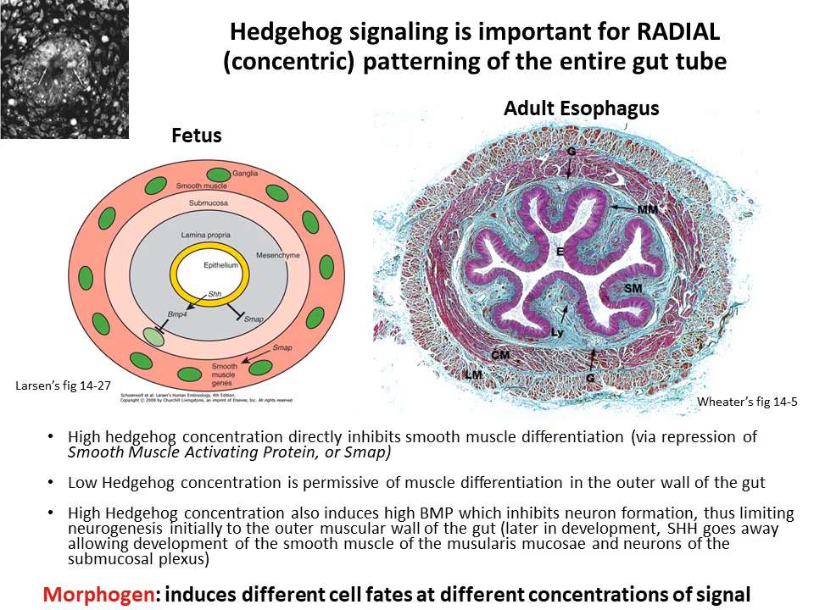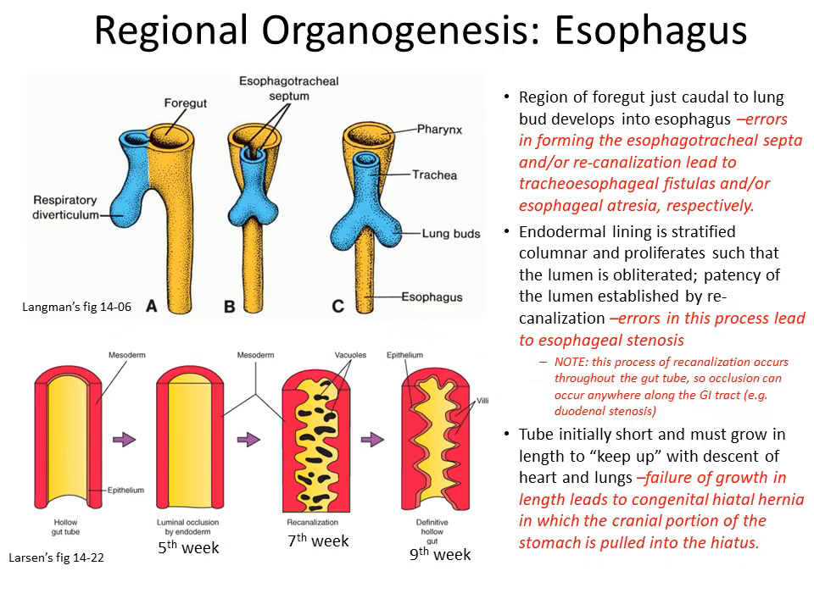Morphogens induce differentiation of cell fates at different concentrations from the first week to the fifth week. The celiac artery supplies the foregut, as we said. The superior mesenteric artery supplies the midgut, and the inferior mesenteric artery supplies the hindgut. The figure on the right also shows the mesenteries. As you can see in the fifth week, the liver and the stomach have dorsal and ventral mesenteries, whereas the rest of the gut has only a dorsal mesentery. You see that between the three arteries, the mesenteries have appeared.